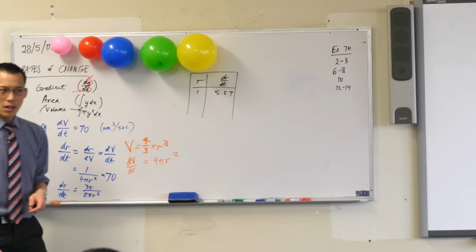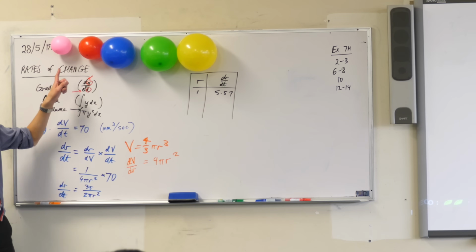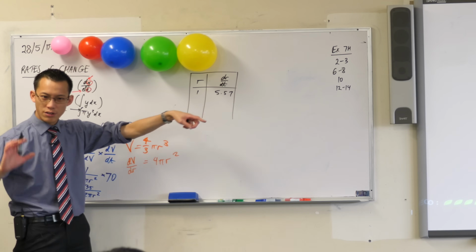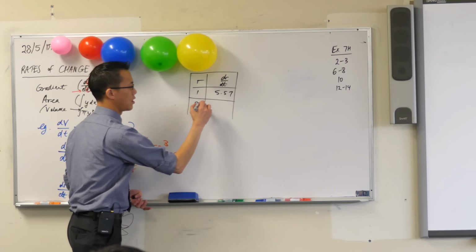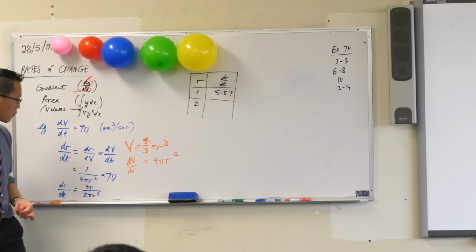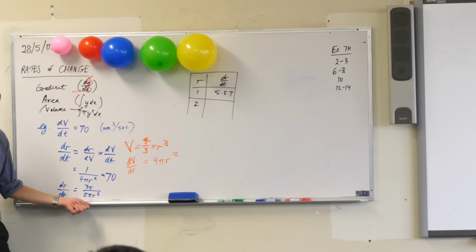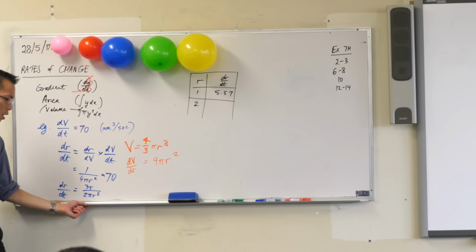So that's what happens at the start. Now, is that fast or slow? Well, I don't have much of a handle on it. Let me see if I can compare it to some numbers. Let's see what happens once the radius doubles. You've got the same formula you can pop your value into. What value do you get? Sorry, dr and dt, I beg your pardon.